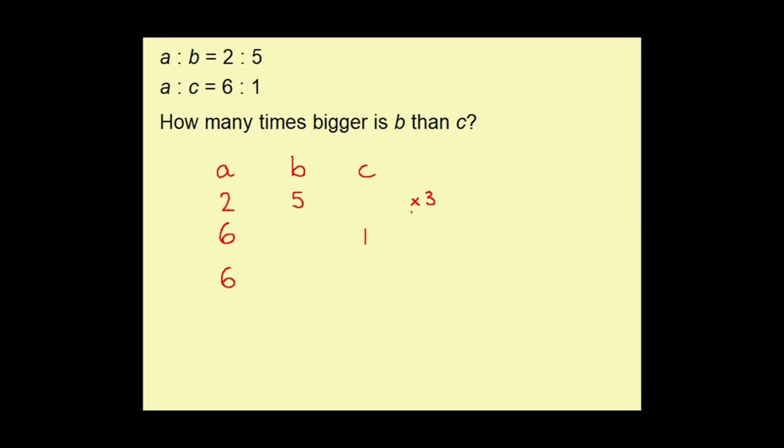Remember, you can multiply any ratio by any number and keep the same ratio. So 2 times 3 is 6, 5 times 3 is 15. This number was already 6, so this one doesn't need to be multiplied by anything, so that can just go there. So the ratio is 6 to 15 to 1.